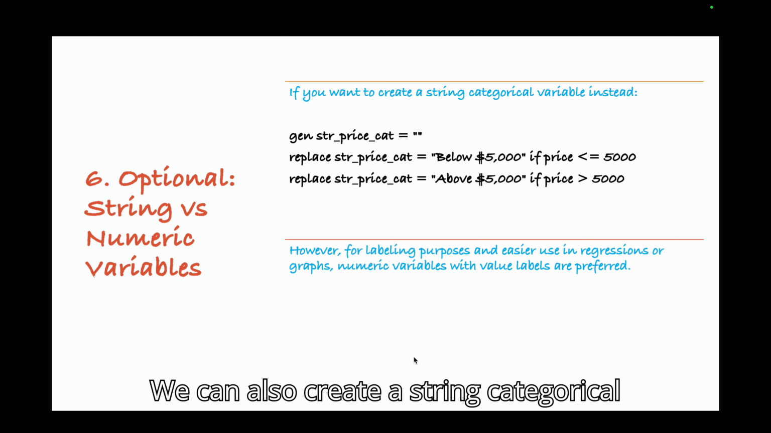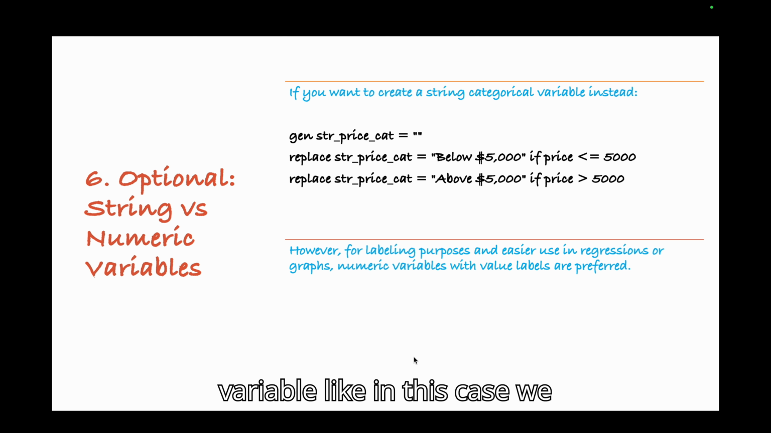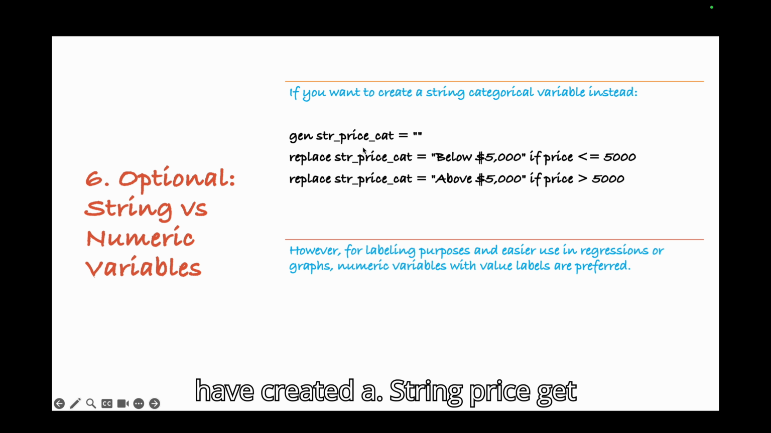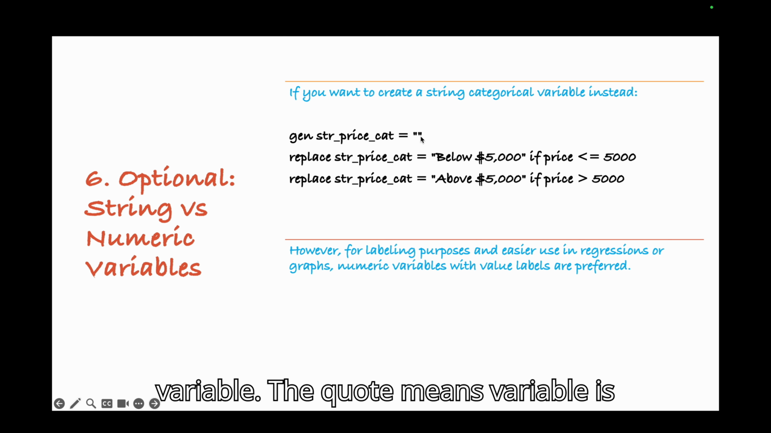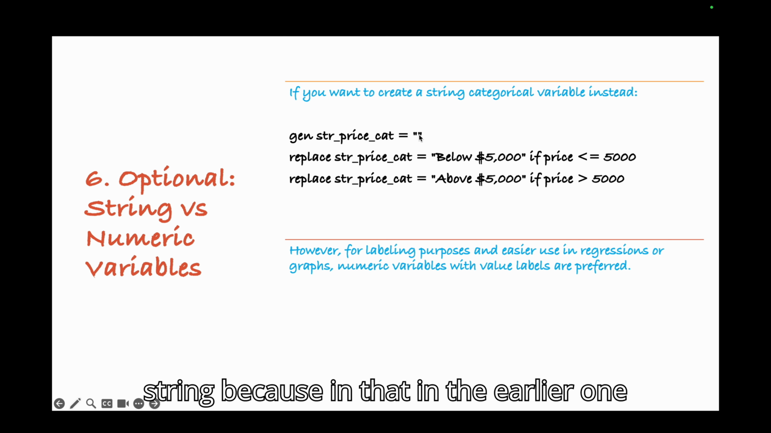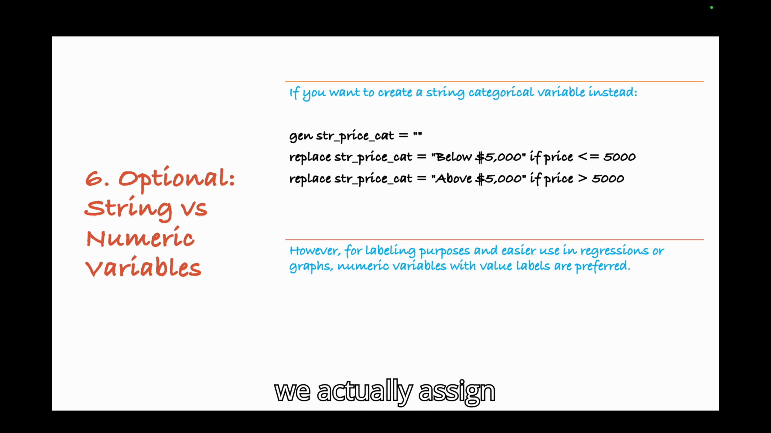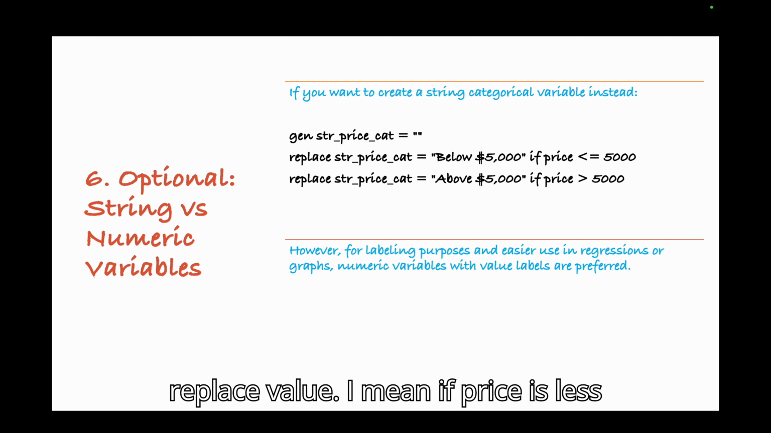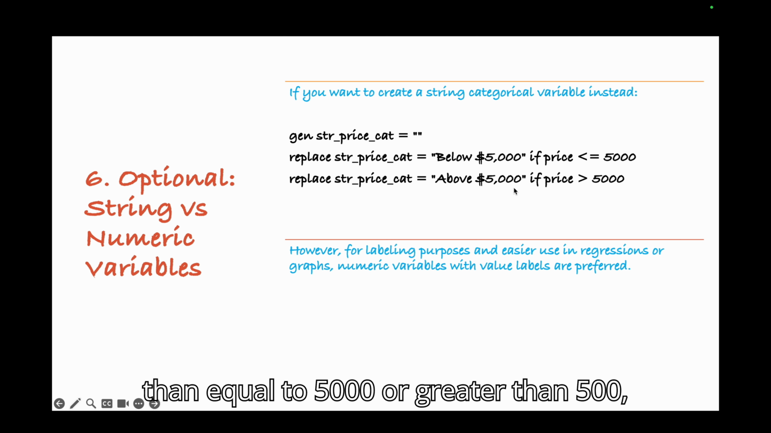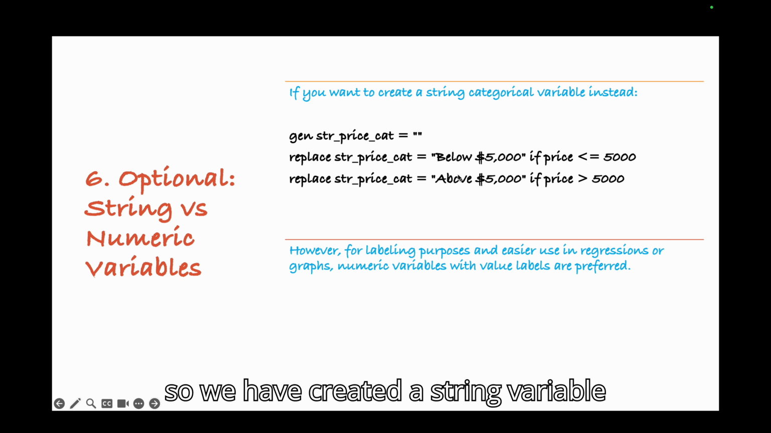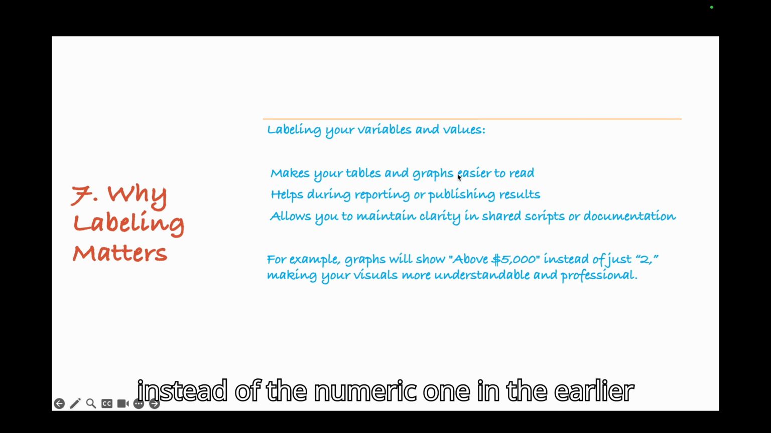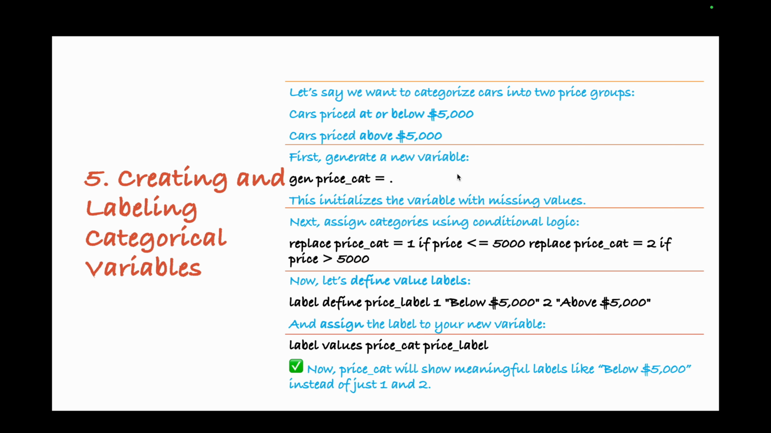We can also create a string categorical variable, like in this case we have created a string price cat variable. This double quote means the variable is a string, because in the earlier one we gave missing value, and then we assigned replace values if price is less than or equal to 5,000 or greater than 5,000. So we have created a string variable instead of the numeric one in the earlier example.